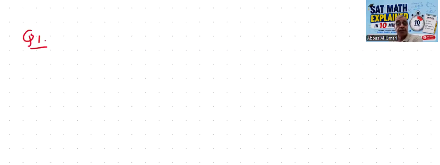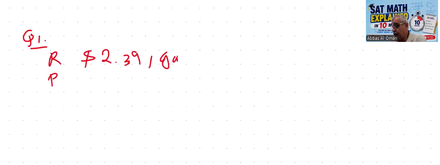We have a gas station that sells both regular gas and premium gas. Regular gas is sold for $2.39 per gallon, and premium gas is sold for $2.79 per gallon.